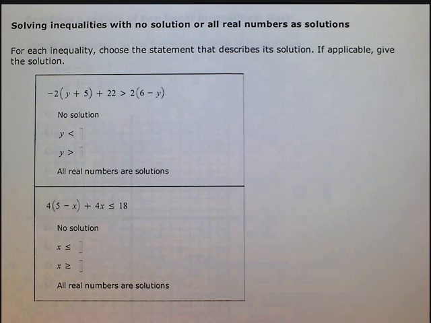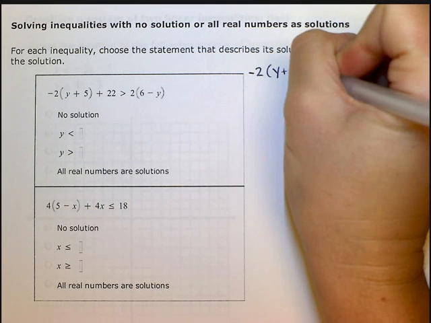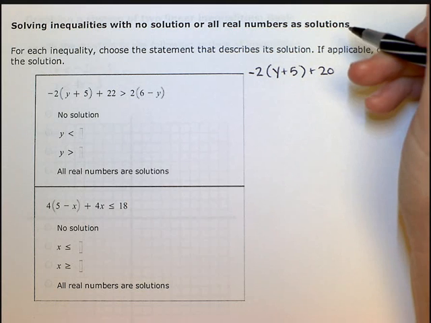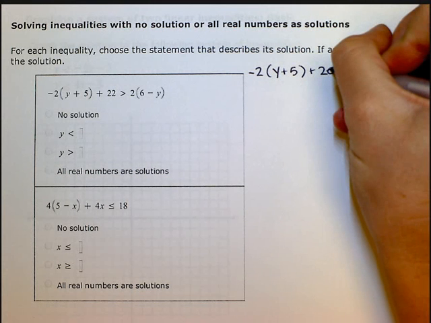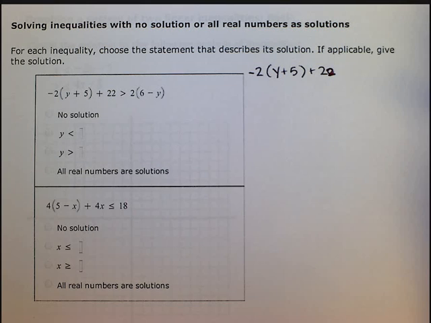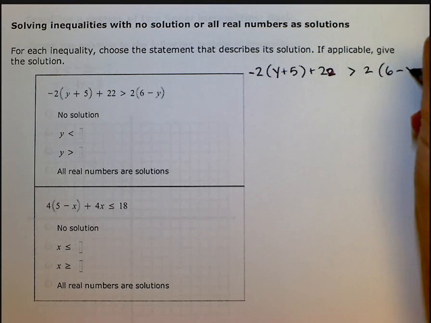So I'm going to begin by just rewriting that inequality over here on the side where I have a little more room to work with it. I have negative 2 times y plus 5 plus 22. Excuse me, I made a typo there. That's 22 is greater than 2 times 6 minus y.